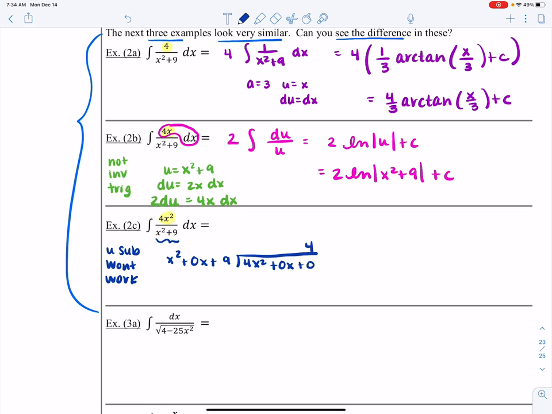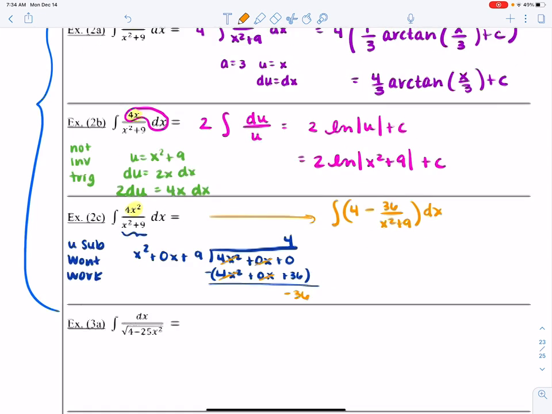We multiply by each one of the terms. 4 times x squared is 4x squared. 4 times 0x will be 0x. And 4 times 9 gives me 36. Just like a normal division problem, we subtract. If I subtract, my 4x's are gone, my zeros are gone, and 0 minus 36 will leave me a remainder of negative 36. So where do we go from here? We're going to rewrite this as the integral of 4 minus 36 over x squared plus 9 dx.